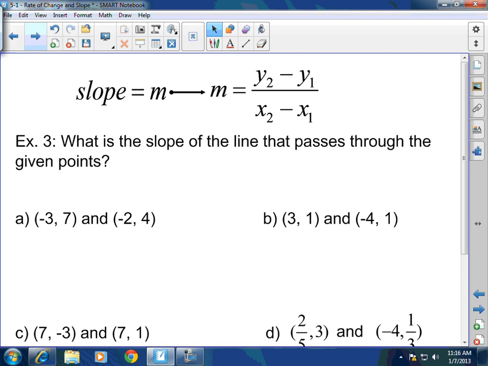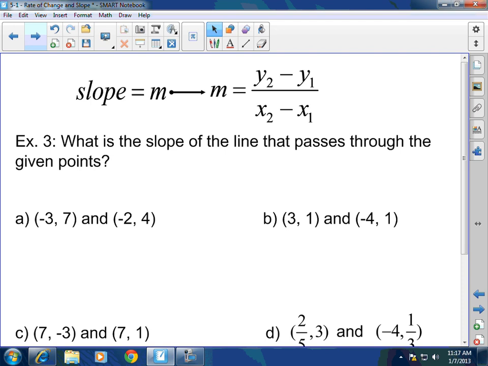Now, just a little reminder. Slope equals m. Remember that. We're going to be talking about m here very shortly in a couple sections. And m equals y2 minus y1 over x2 minus x1. Remember, it's slope. Slope is the vertical change divided by the horizontal change, or the change in y value divided by the change in x value.